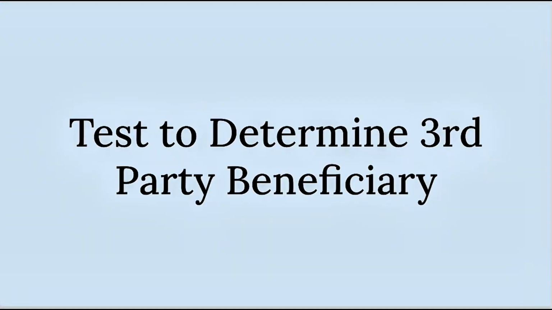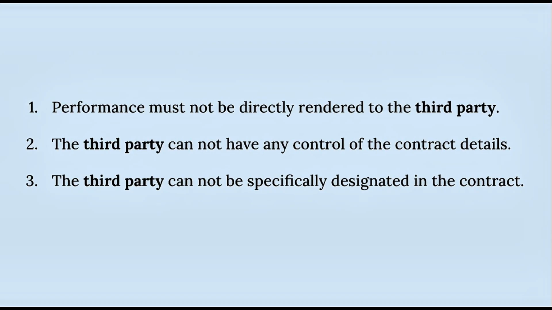To determine if a scenario is truly a third-party beneficiary, there's a 3-part test that we can walk through. The first part is, was performance rendered directly to the third party? Second, did the third party control contract details? And finally, were they specifically designated in the contract? If any of these 3 tests are true, then it is not a third-party beneficiary. Performance cannot be rendered to the third party directly, the third party cannot have any control of the details, and the third party cannot specifically be named in the contract at any point.